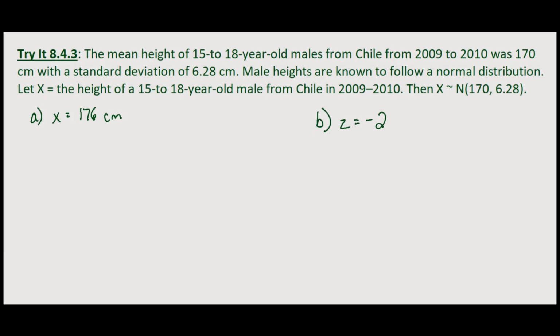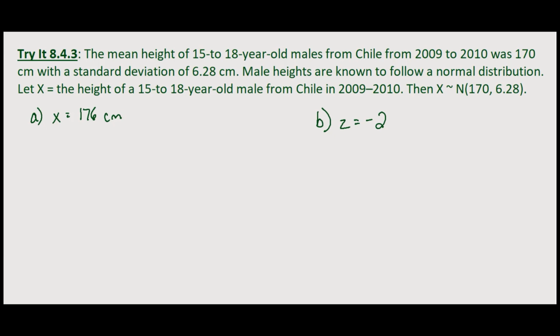In this problem, we're told that the mean height of 15 to 18-year-old males from Chile from 2009 to 2010 was 170 centimeters with a standard deviation of 6.28 centimeters. Male heights are known to follow a normal distribution. And we're told to let X equal the height of a 15 to 18-year-old male from Chile in 2009 to 2010. I didn't copy down all of the words for purposes of space. You might want to go back to the problem on the actual page.